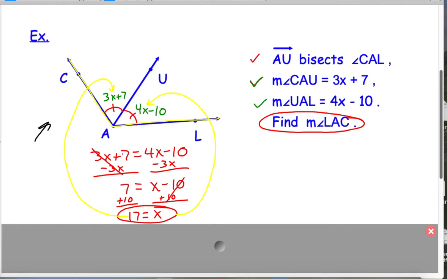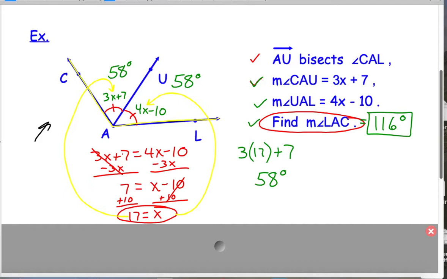So here's what I'm going to do. I'm going to take 3x plus 7, and plug in 17 for x, because I just figured out x equals 17. So 3 times 17, that's 30 and 20, 51, plus 7 is 58. So I know that this angle here is 58 degrees. Now I could plug 17 into 4x minus 10, but I don't need to. I know this is automatically going to be 58 degrees. So now, to find angle LAC, I'll just add 58 plus 58, which is 116 degrees.